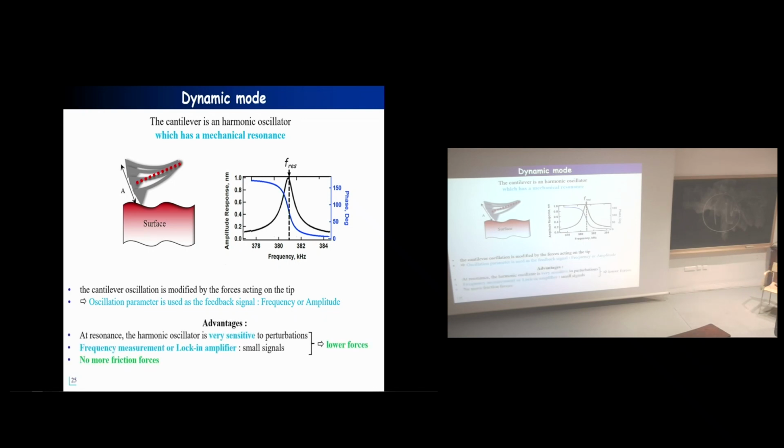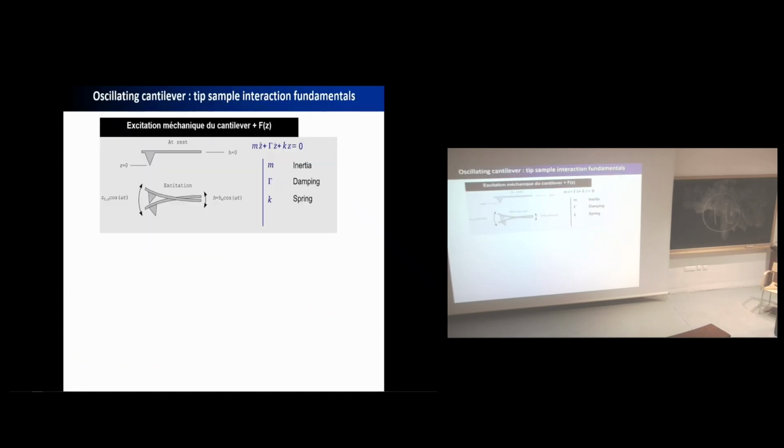Advantages. First of all, at the resonance, the harmonic oscillator is very sensitive to perturbation. Also, measuring frequencies or using a lock-in amplifier gives you access to very small signals. So this means small signal, lower forces. And the last but not the least, there are no more friction forces. So you can have very sharp probes.